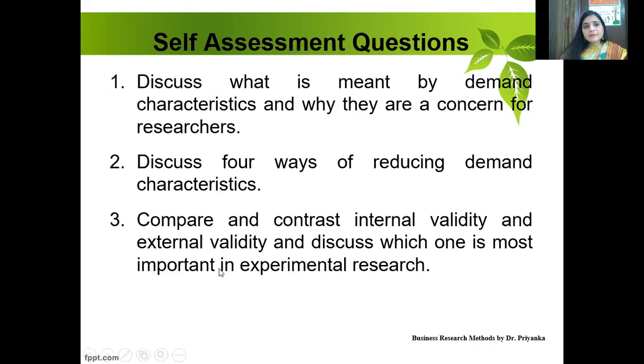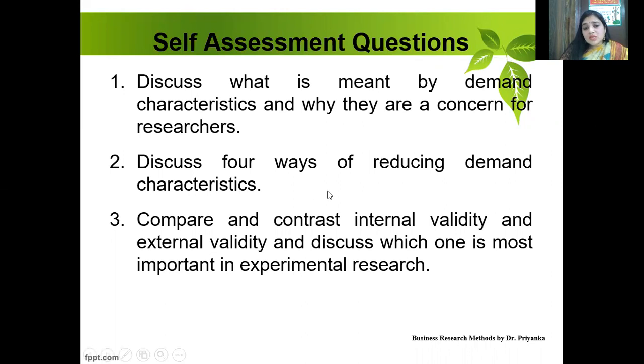Some questions. Number 1, discuss what is meant by demand characteristics and why they are a concern for researchers. Yes, you have to define what demand characteristics are, and you can mention why they are a concern for researchers, because they create some biases, which invalidate your internal validity. You can discuss other issues as well. This actually creates some experimenter bias.